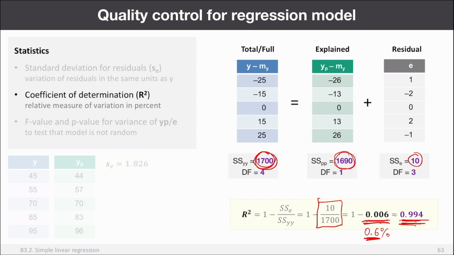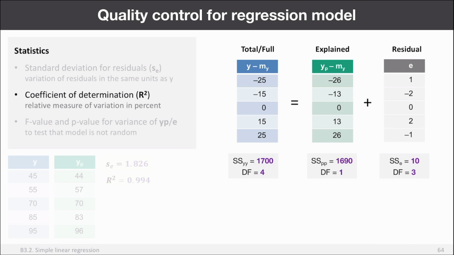So this is the coefficient of determination. It tells you how big the portion of y variance can be explained by the model, or can be explained by your predictor, because that's how you use the model, right? You use the predictor to get the y values, predicted y values. Okay. So again, I keep it here.